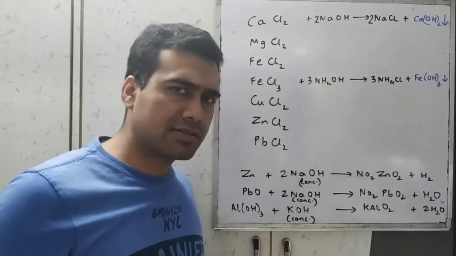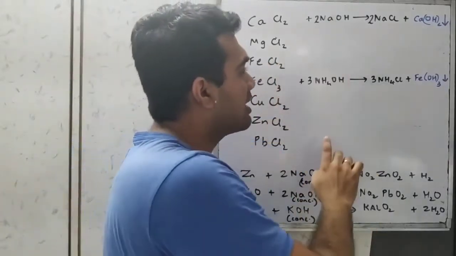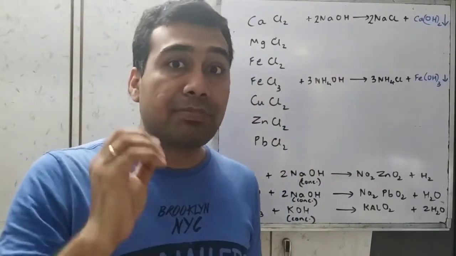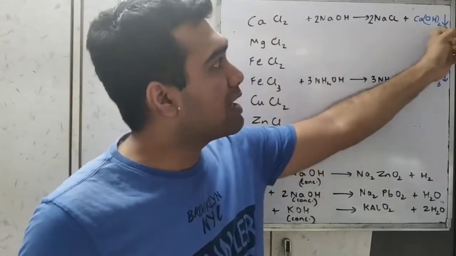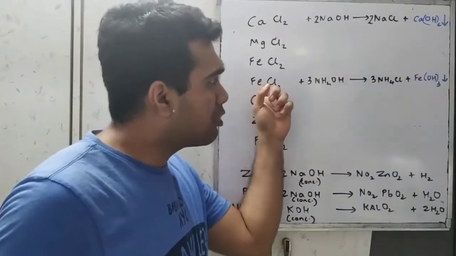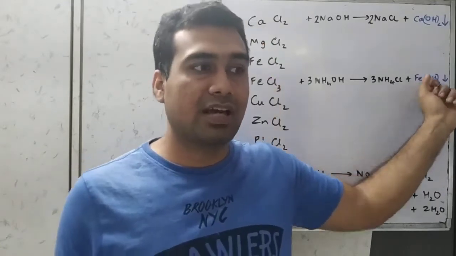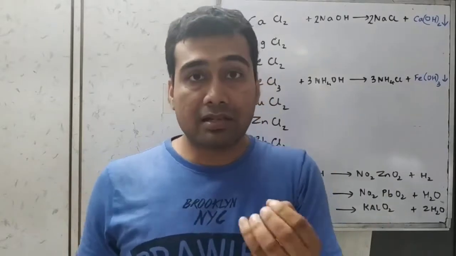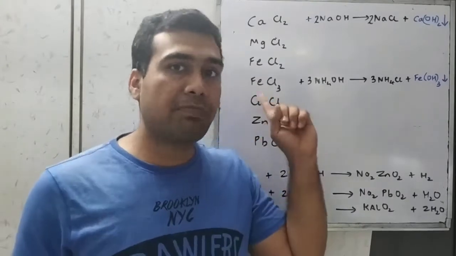When we react these salts with certain alkalis, and in this chapter we shall use sodium hydroxide or ammonium hydroxide, we see that in the test tube we get a precipitate. For example, when calcium chloride reacts with sodium hydroxide, we get calcium hydroxide precipitate, which is a white precipitate. And when ferric chloride reacts with ammonium hydroxide, we get the precipitate called ferric hydroxide, which has a reddish brown color. So based on the solubility and the color of the precipitate, we can find out which salt it is, or at least the cation part of it.